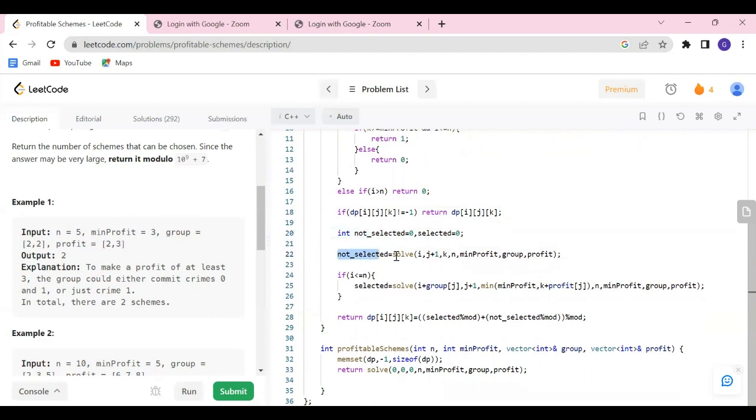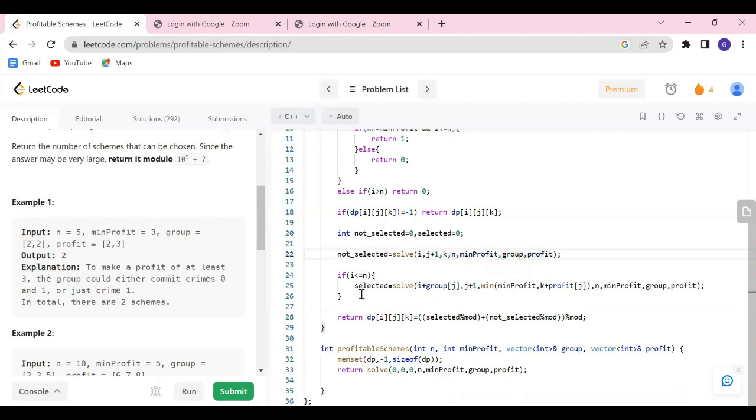Then for not selected, we will do solve I. If it is not selected, the number of people will not change, so I will be as it is. And the index will go to the next index, so we have done j plus 1. The profit will also be the same, so k will also be the same, and n, minimum profit, group and profit will be as it is.